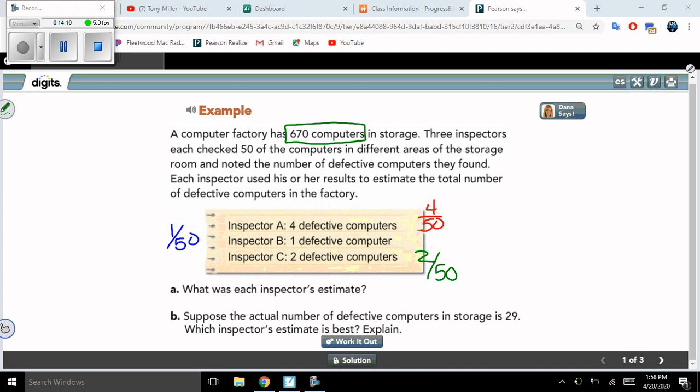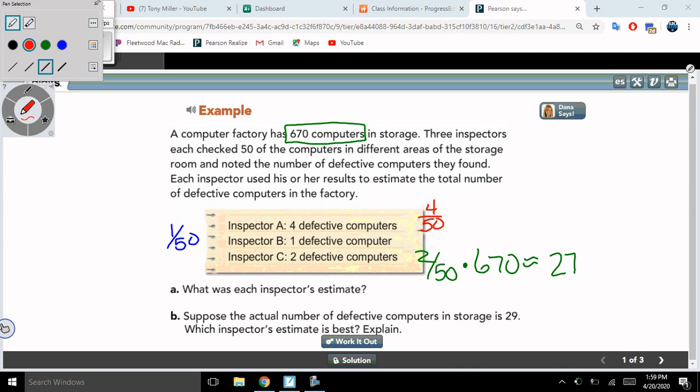All right, so if I take 2/50ths and I multiply it by 670, 2 ABC 50 times 670, I get, what? It's about 27-ish. Okay, about 27 defective computers. If I say 4 out of 50, and I take 4 ABC 50, and I multiply that by 670, this person, which would be person A, red, is saying that there's going to be about 53 and a half, 54 defective computers.